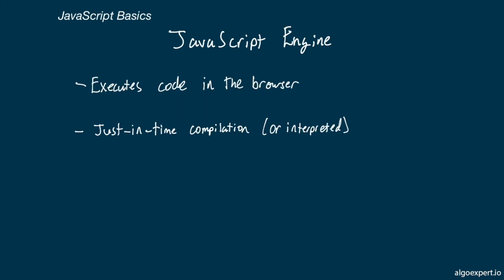Next, I want to briefly explore how JavaScript is executed. You might hear that JavaScript is an interpreted language, meaning that our code doesn't get compiled into any machine code. For the most part, this is accurate, but there is a bit of nuance here.